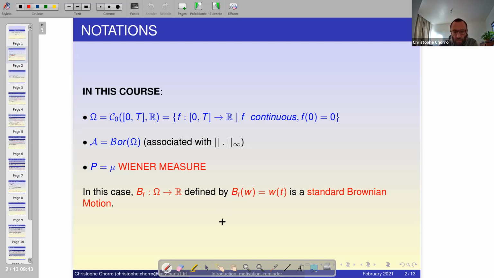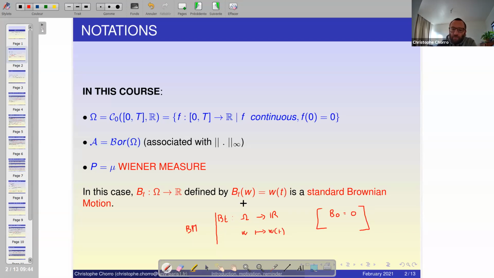The Borel sigma algebra here is just the sigma algebra generated by the open sets related to this norm. And for mu, I will take what I have called the Wiener measure. With this triple, I am able to define in a more concrete way, as usual, the Brownian motion. For this course, I repeat that the Brownian motion B_t will be a mapping from omega into R, and I can give an explicit form to this mapping. It associates to w, a continuous mapping from 0 to capital T into R null at 0, simply w(t).